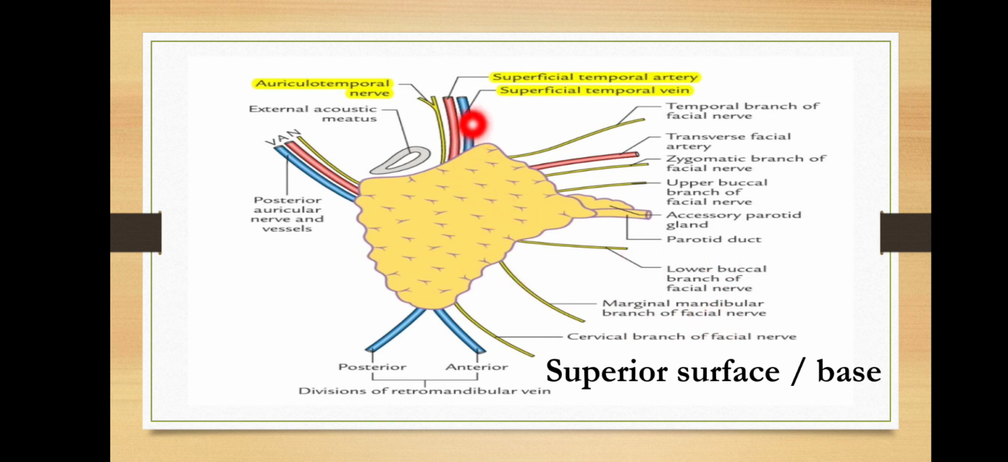The superior surface or the base is related to the superficial temporal artery, which is indicated in red, and the superficial temporal vein, which is indicated in blue. It is also related to the auriculotemporal nerve, which is indicated in yellow. I repeat, the superior surface or base of the parotid gland is related to three structures: the red one, superficial temporal artery; the blue one, superficial temporal vein; and the yellow one, auriculotemporal nerve. So these are the superior relations.